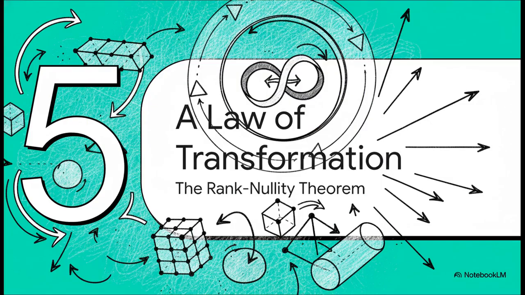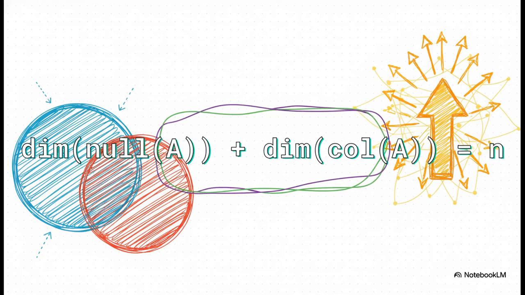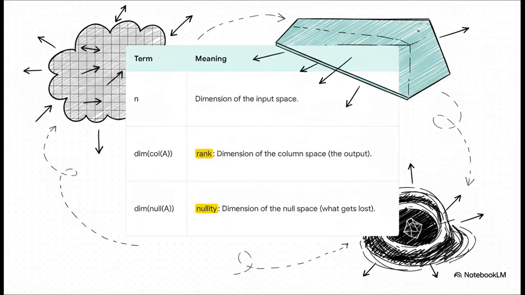So, if all these matrices describe these predictable, structure-preserving transformations, is there some kind of fundamental law that governs them all? Like a law of conservation for these operations? You bet there is. This is it, the rank-nullity theorem. It looks so simple, but it is a profoundly important truth about how transformations work. You can really think of it as a conservation law for dimensions. So let's decode that real quick.